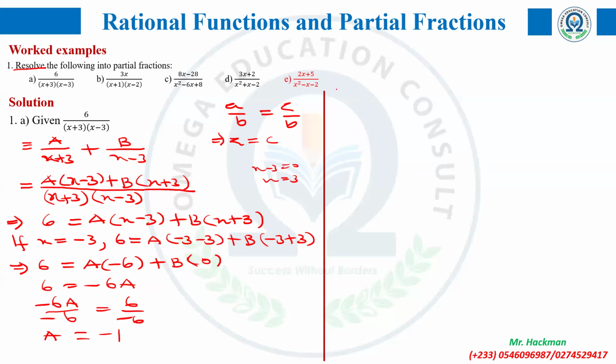So at that point, I'll write: if x is equal to +3, comma, I'm going to get 6 is equal to, I will substitute that into this. So I will get A into 3 minus 3, then plus B into 3 plus 3. Am I right? So this implies that 6 will be equal to A into 0, plus B into 6. Am I right?